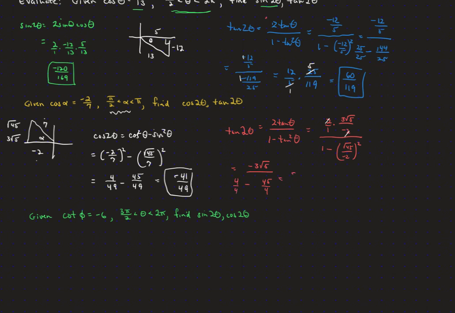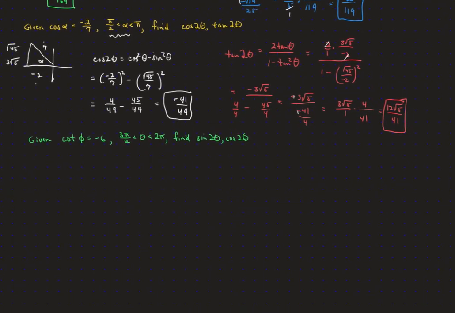So that's going to be a negative 3 square root of 5 all over, I think that's a negative 41/4. So I guess we can cancel the negatives, right? Those will drop out. And we're going to get 3 square root of 5 times the reciprocal. So that's going to be 12 square root of 5 all over 41. Okie doke. One more of these.